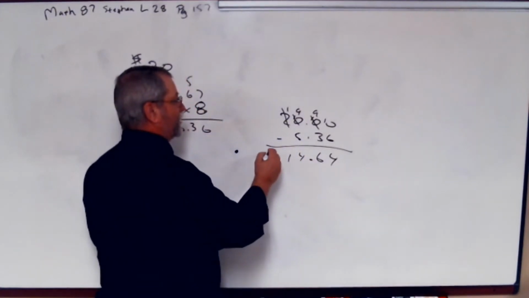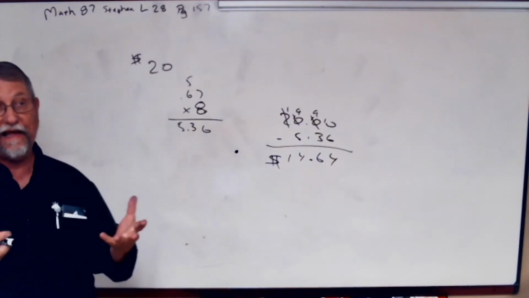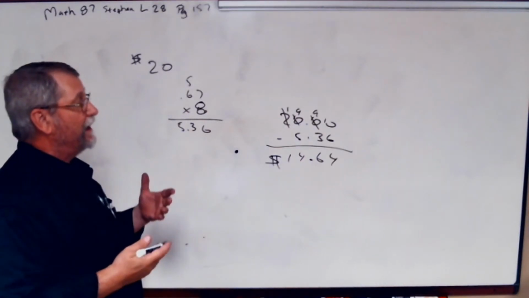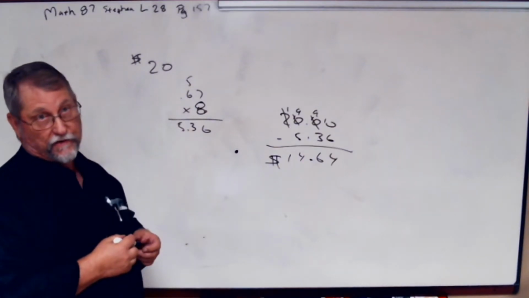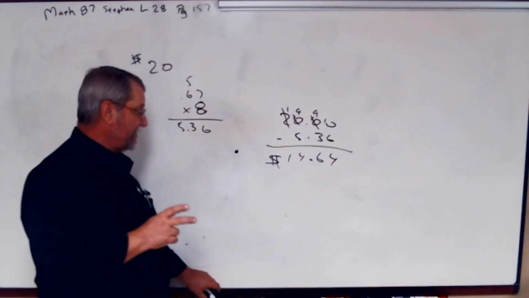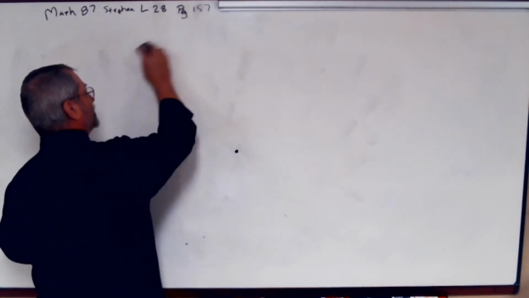So she had $14.64 left. And her mom said, I want the change. And her mom made sure she had $14.64. Don't try to hide it and put it in your pocket. Okay? Two-step word problems. Don't stop after the first step.